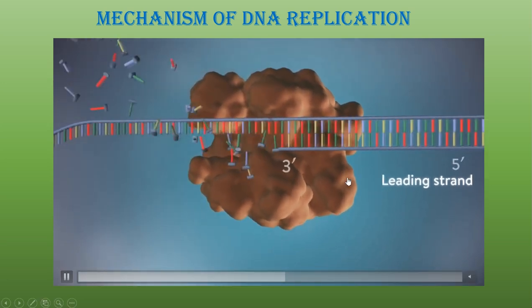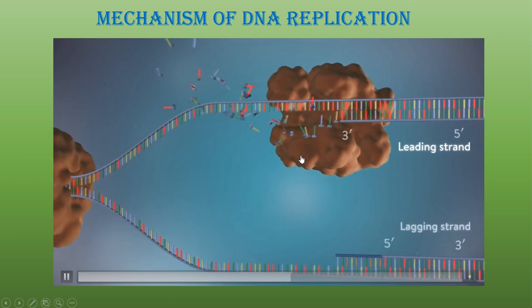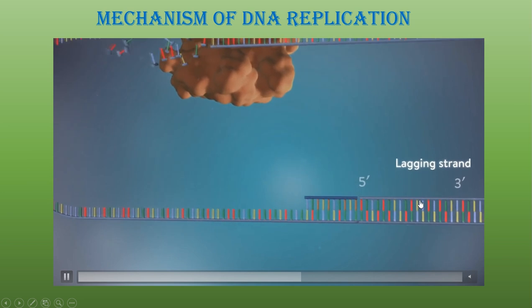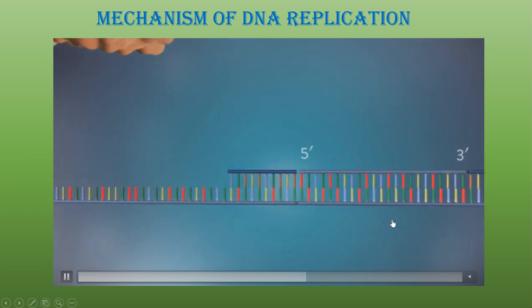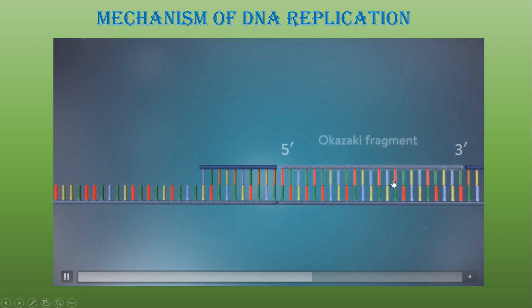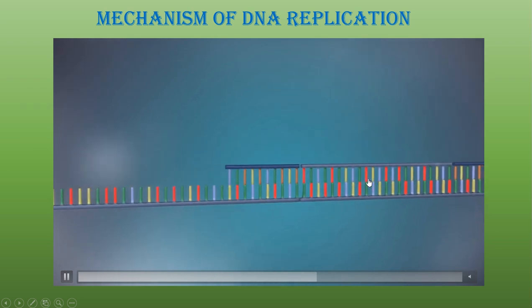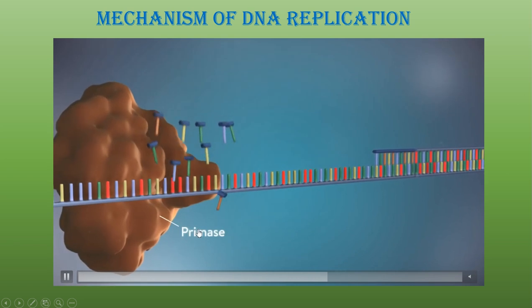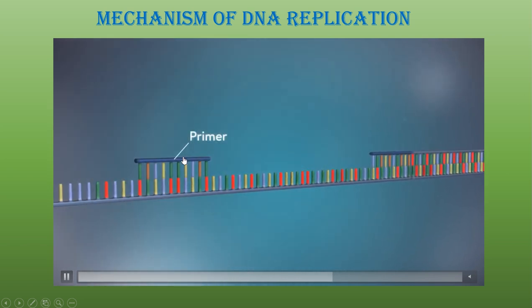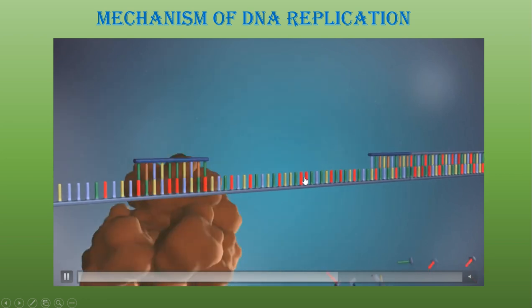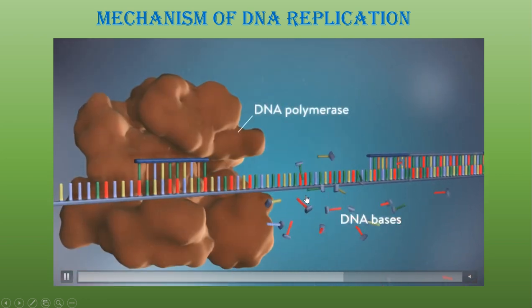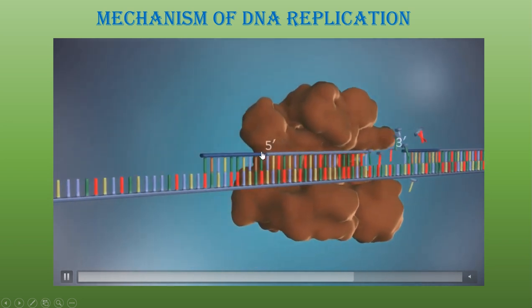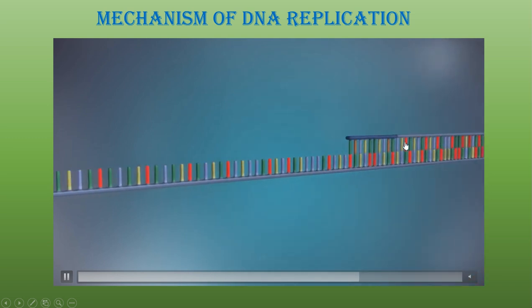Now this is called the leading strand because its replication is continuous, and it occurs in the 5 prime to 3 prime direction. The other strand is called the lagging strand, which runs in the opposite direction. So here Okazaki fragments are formed, and each fragment is added with an RNA primer. With the help of the enzyme primase, the RNA primer is added, followed by the Okazaki fragments. In the lagging strand, DNA polymerase adds more nucleotides in the 5 prime to 3 prime direction, and it joins.